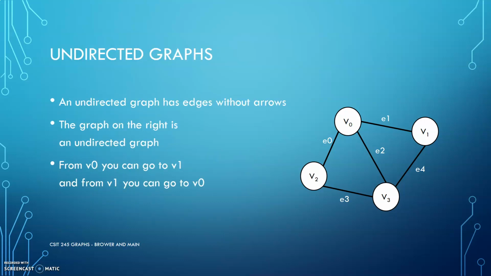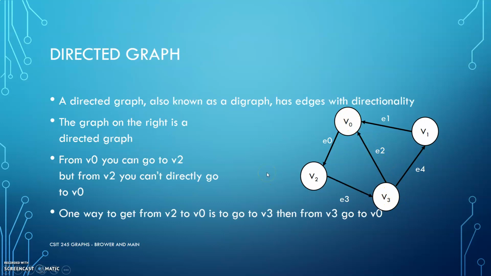We look at graphs that either can be undirected or directed. With an undirected graph, there are no arrows on the edges, and you can go both directions. Meaning we can go from vertex 2 to vertex 0, and from vertex 0 to vertex 2. We can go from 2 to 3, and from 3 to 2. So with undirected graphs, we can go in either direction along the edge. So vertex 0 to vertex 3, vertex 3 to vertex 0.